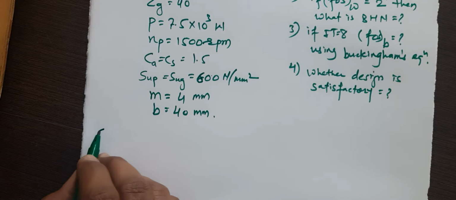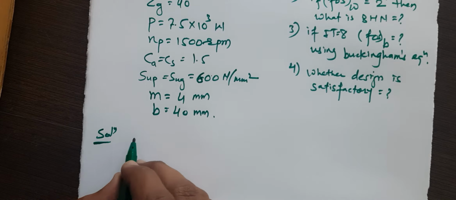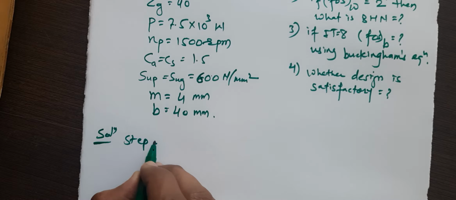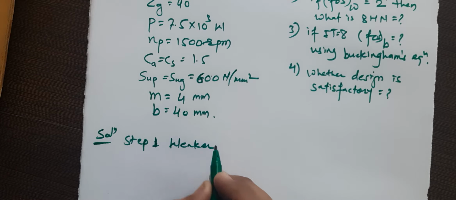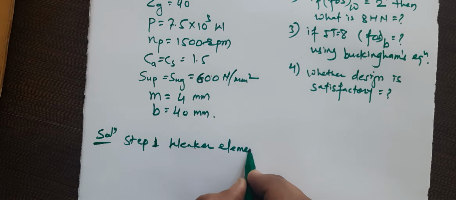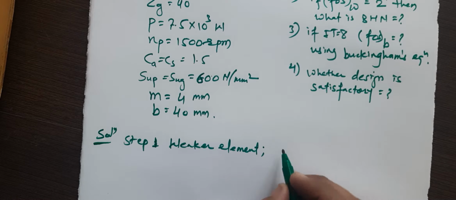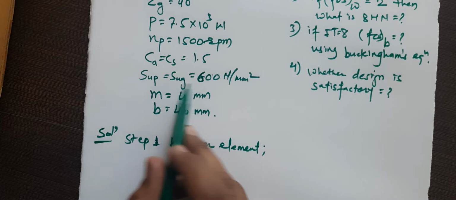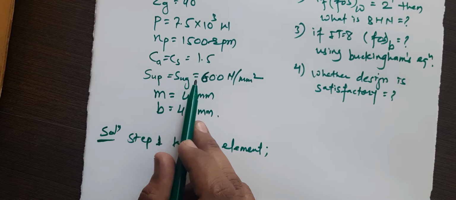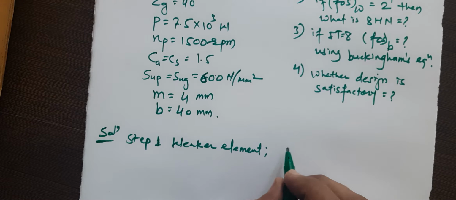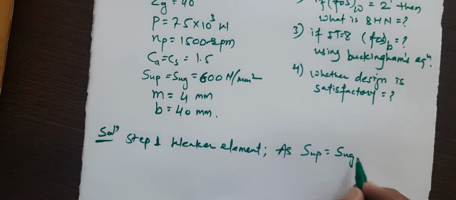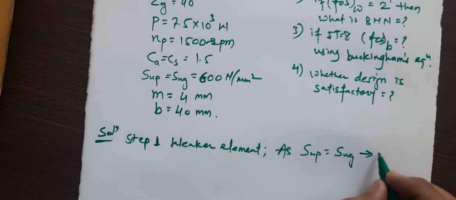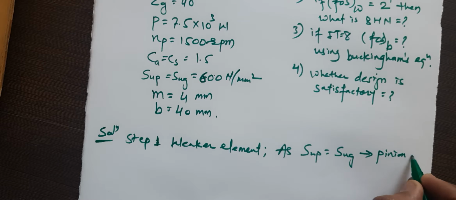We'll go for the solution. Okay, so step 1 will be the weaker element. You need to find the weaker element. So now here in this case, gear and pinion are both made of the same material. SUP and SUG are both the same. So the pinion is weaker, as SUT for pinion is equal to SUT for gear. Pinion is weaker.